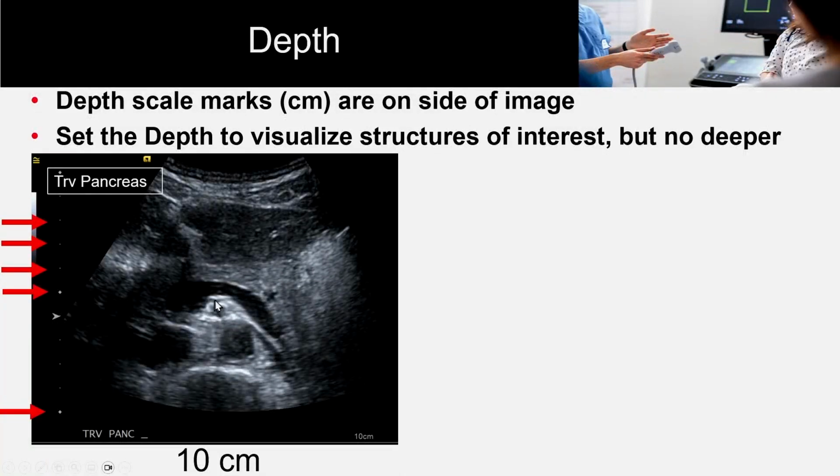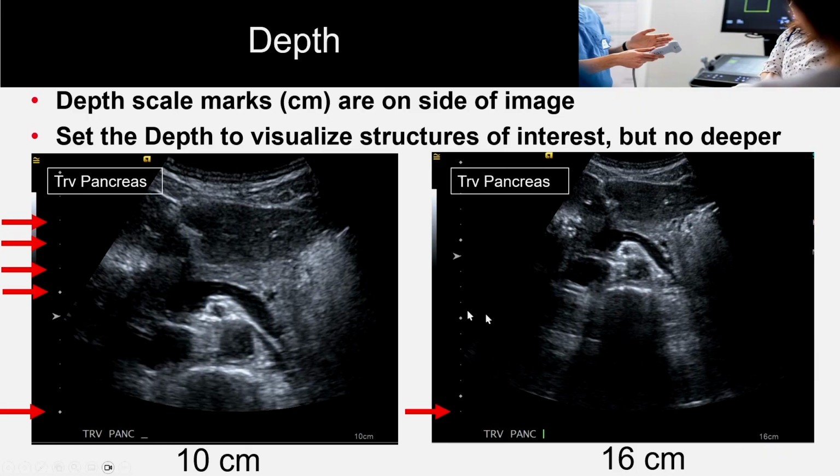And here's the pancreas tail coming into the body. Here's the pancreas head and the uncinate process. Very nicely seen. In the same patient, if I turn up the depth to 16 centimeters, you're going to struggle a little bit to see these areas.